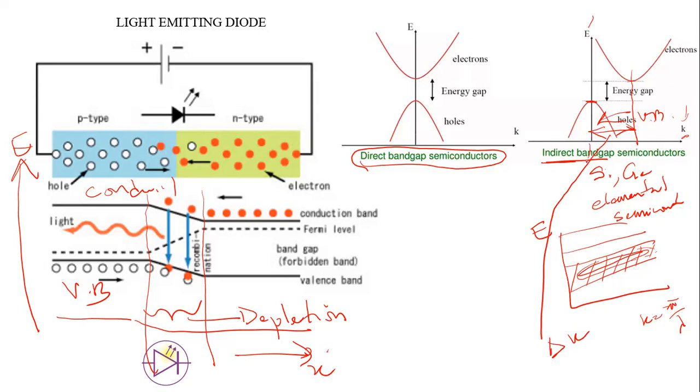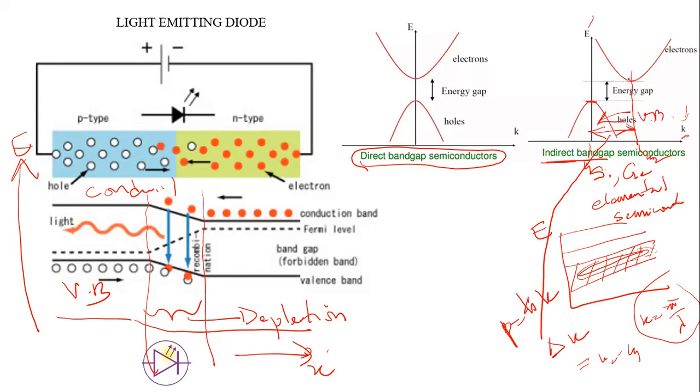So the K value here is, let's say, K1, and the K value here is, let's say, K2. You need to have K2 minus K1. So there has to be a change in this wave vector K value. This is also called momentum, because according to quantum mechanics, your momentum is ħK only. So a change in K value is needed in order to undergo electronic transition between the top of the valence band and the conduction band.